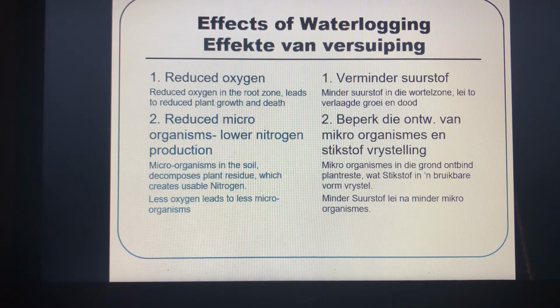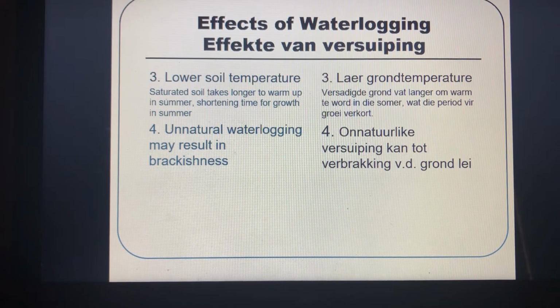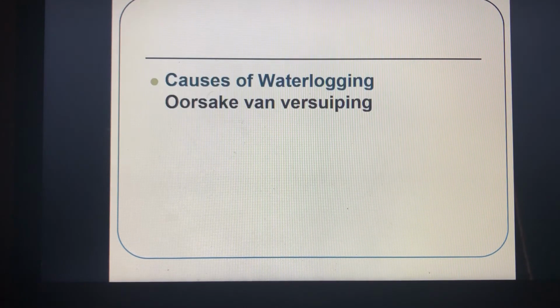Secondly, reduced microorganisms. It's the same as for the roots. There's not enough oxygen in the soil, and the microorganisms that usually make sure that there's nitrogen, they end up dying. Thirdly, lower soil temperature, so the colder soil leads to bad root growth, because the roots usually grow in warmer temperature soils. And then lastly, unnatural waterlogging may result in brackishness.